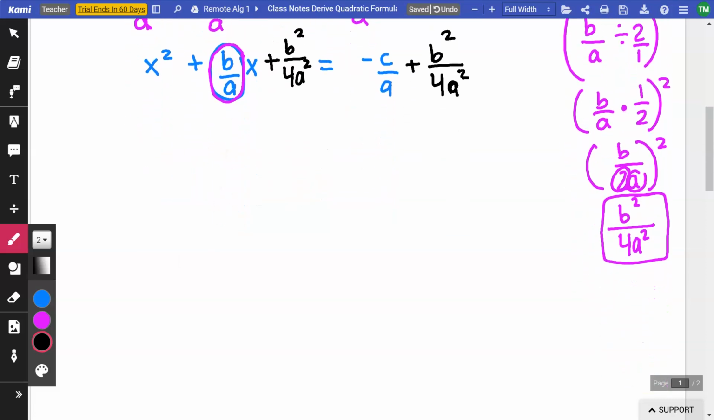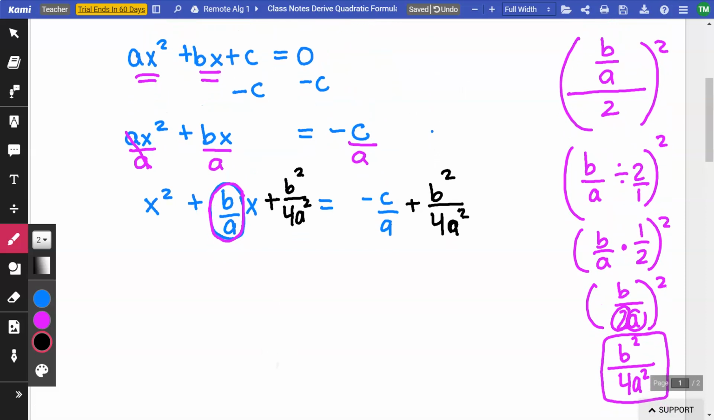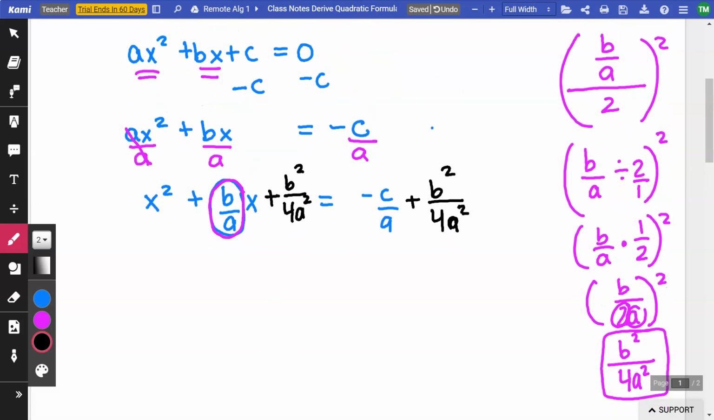Okay. Then, as we continue, to be able to solve by completing the square, we need to factor the left side. And just to be like the quadratic formula on the right side here, I'm going to put the b out in front. So this is going to be b squared over 4a squared minus c over a. I just flip-flopped the order there.